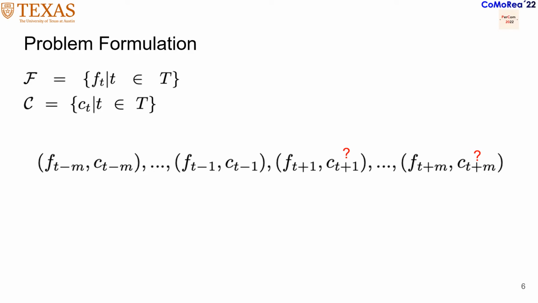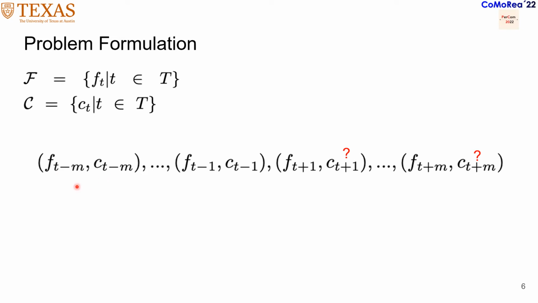For more of a technical problem formulation, the problem is as follows. We have a measurement of sensors, and we call it F across time. And then we have classes or labels for these activities. We call it C across time. And then we have these pairs of measured sensors and their corresponding class label.